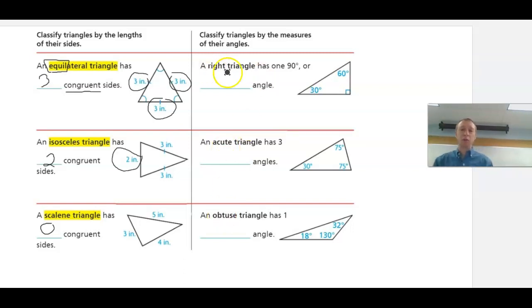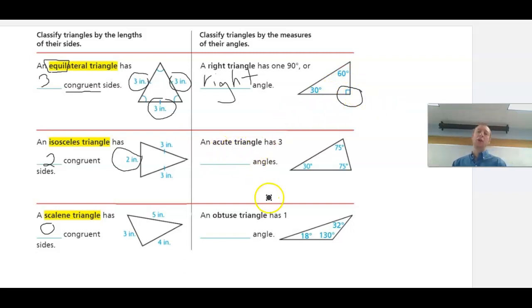So let's look at this. A right triangle has one 90-degree angle, or what's another name for that? A right angle. So a right triangle has at least one 90-degree angle. And there it is. I don't care about these other two angles, to be honest. If I see that right angle, I know it's a right triangle. That's it. There's no negotiation about it. It doesn't matter if these are acute angles. If I see that right angle, I know it's a right triangle.